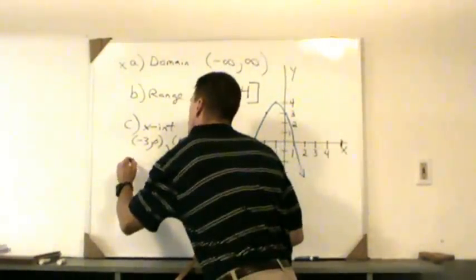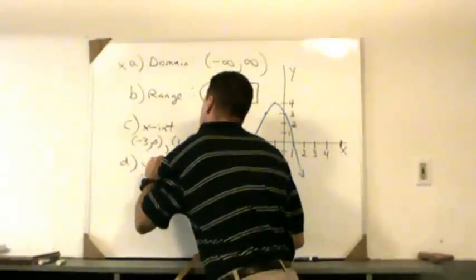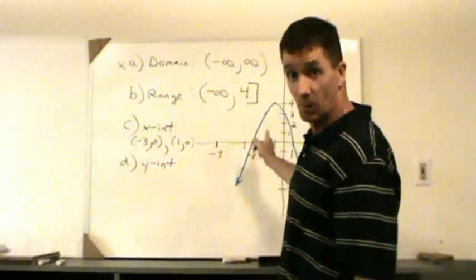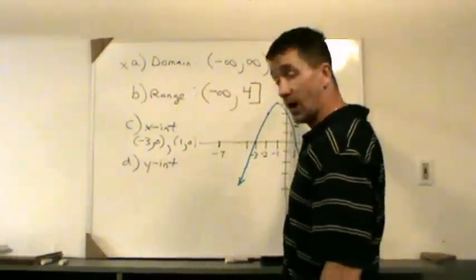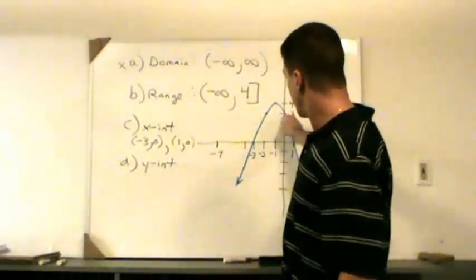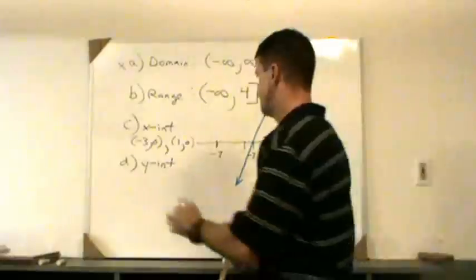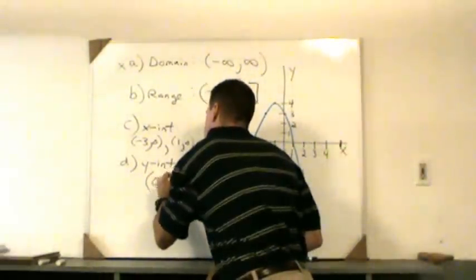Letter D, how about the y-intercept? Notice there's only one y-intercept. This graph only crosses the y-axis at one value. You can see it's at y equal to 3. And again, I'll write it as an xy coordinate.